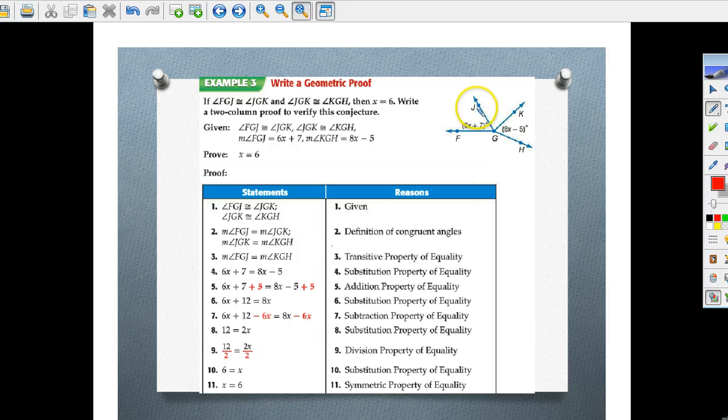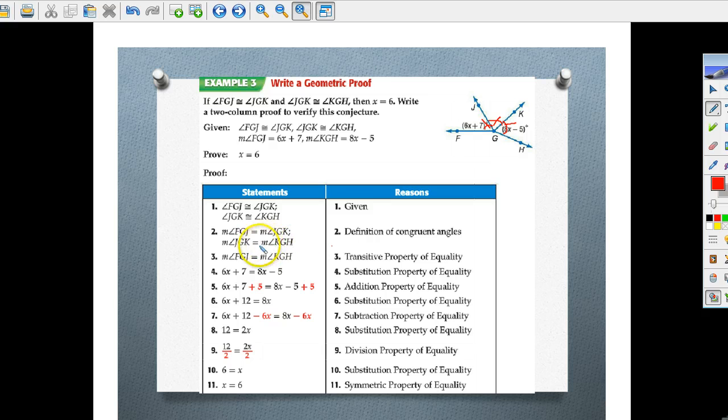Okay, so they're saying angle FGJ, this angle here, is congruent to angle JGK, this one, and JGK is congruent to KGH. So if this and this are congruent, they're all congruent then. That means this will equal that. So the first thing you do is write everything out and say that's given.